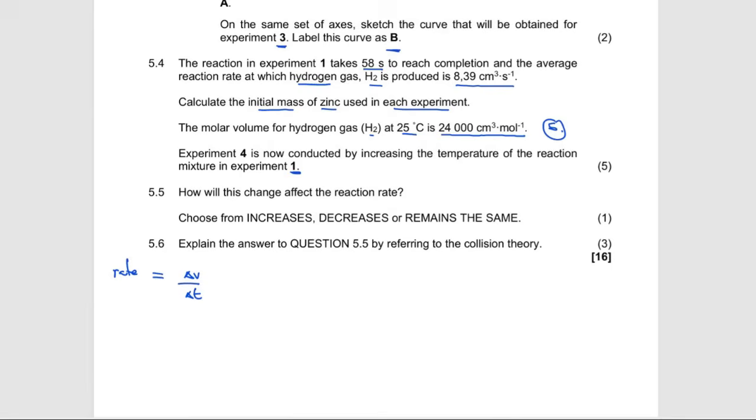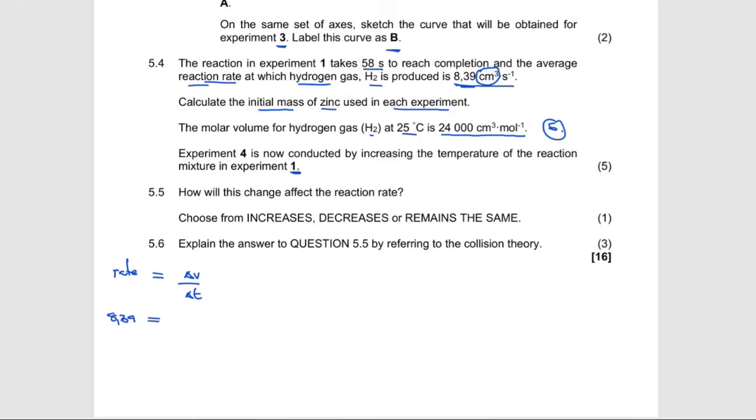You can see there, what do we have in terms of our units of measurement? We're given cubic centimeters, which is the top, the volume, then per second, which is our time. Now what we're given there is the average reaction rate, that value, which is 8.39. Therefore, 8.39 is equivalent to the V.